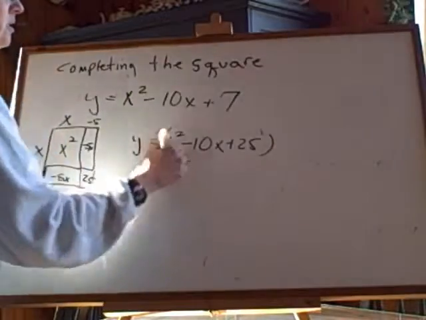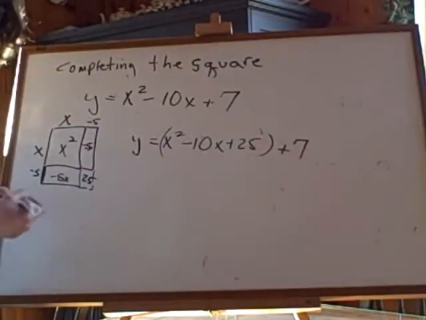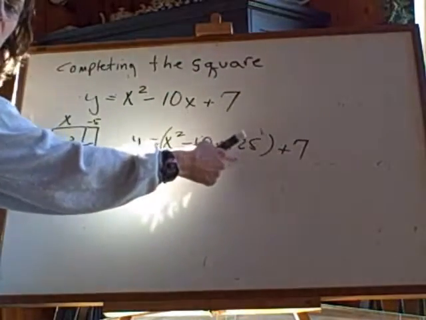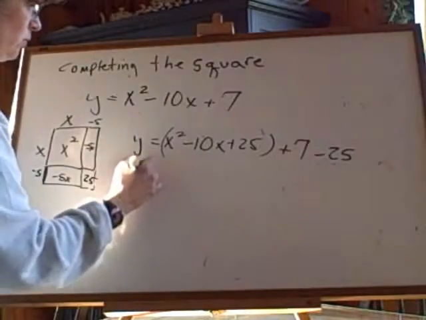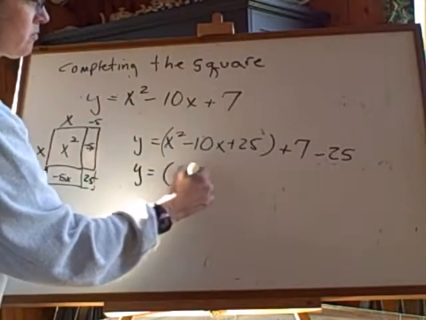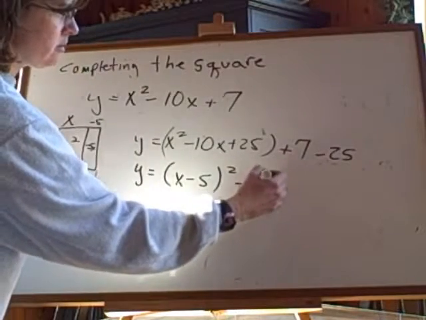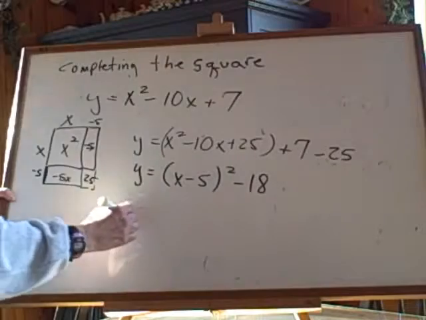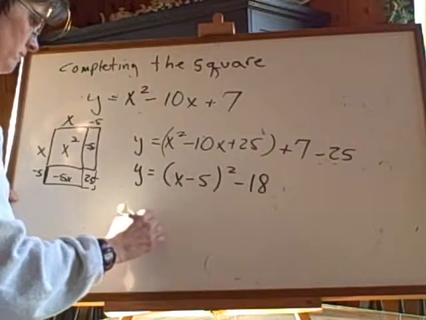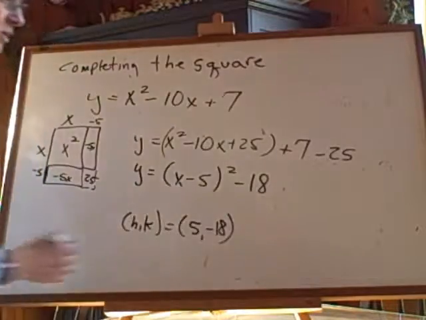We're going to plop that in parentheses. We're going to put what we started with originally, which was the plus 7. I added 25. That's not legal. So minus 25. So we're going to rewrite it as a perfect square. x minus 5, quantity squared, minus 18. 18 looks good to me. What's my vertex on this puppy going to be? It'd be 5, negative 18. Perfect.